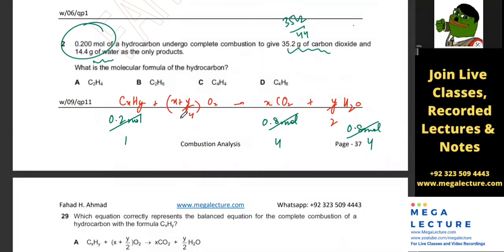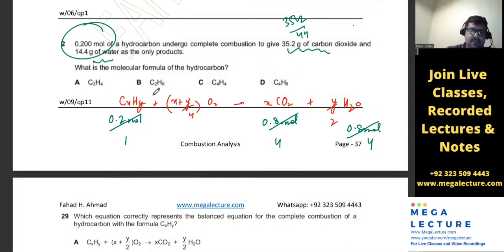So this one is simple. What is X? 1 mole produces X carbon dioxide. That's 4, right? And 1 mole produces Y by 2 H2, and Y by 2 has a value of 4. So Y by 2 is basically equal to 4, so Y would be 8. So it's going to be C4H8.